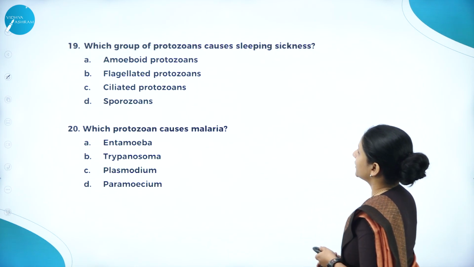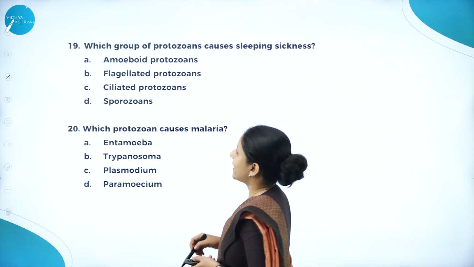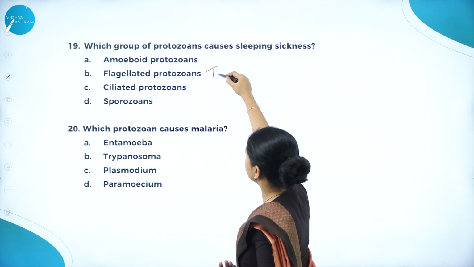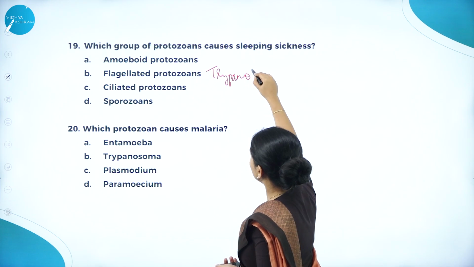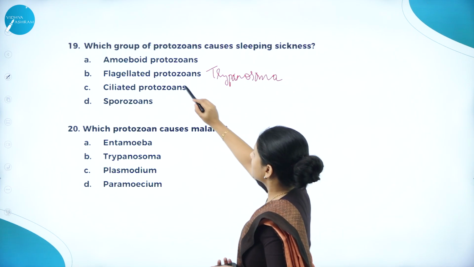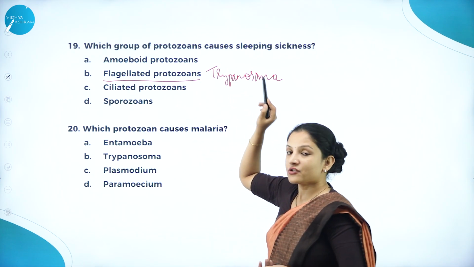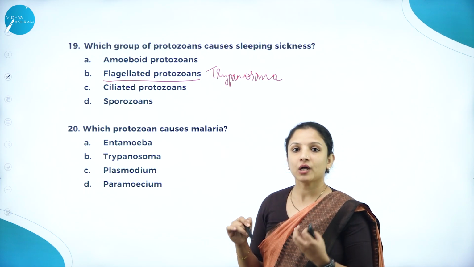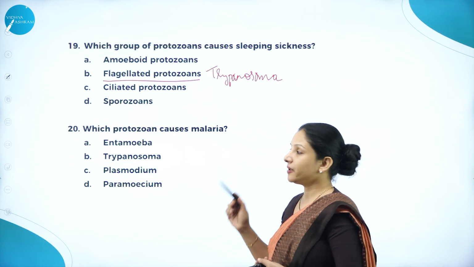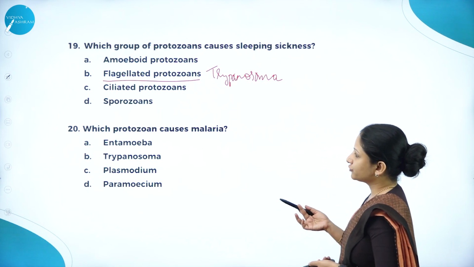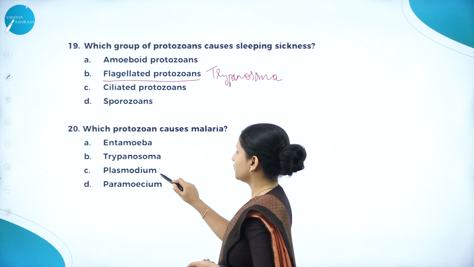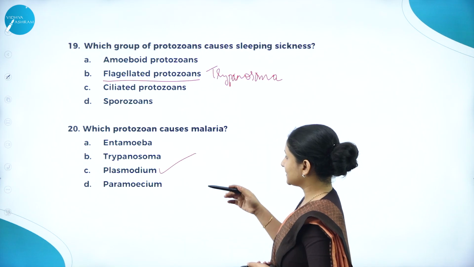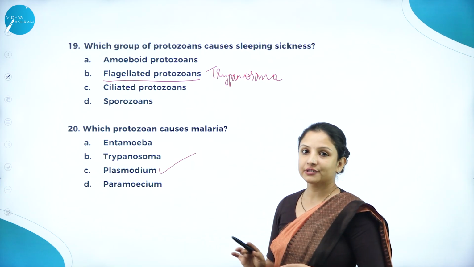Next, which group of protozoans causes sleeping sickness? It is flagellated. Here it's confusing because they have not mentioned Trypanosoma. Instead, flagellated is the right answer, because Trypanosoma is a flagellated protozoan. So we have to understand the concept, then only the MCQs can be answered. Next question. Which protozoan causes malaria? It is Plasmodium. Entamoeba causes stomach related issues. Trypanosoma causes sleeping sickness. Plasmodium is the one that causes malaria.